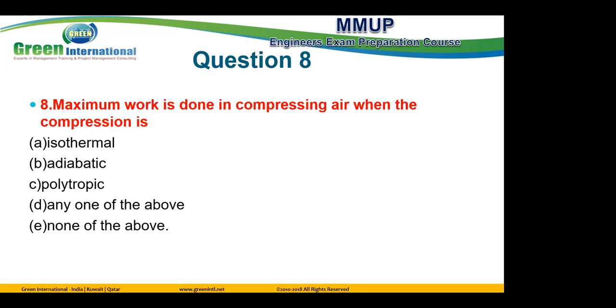Read the question again and give me the answer. Minimum work is done. B, adiabatic. All agree? Not adiabatic, it is isothermal. Please read carefully, okay?